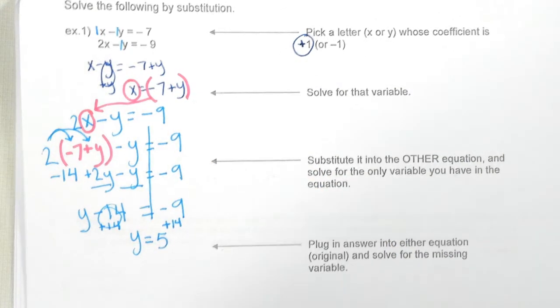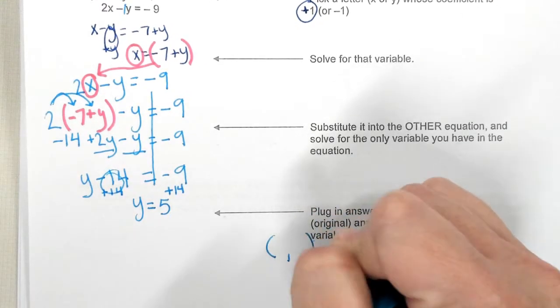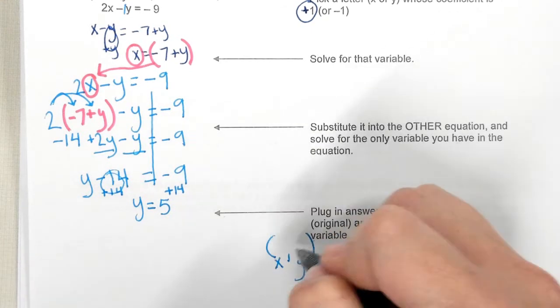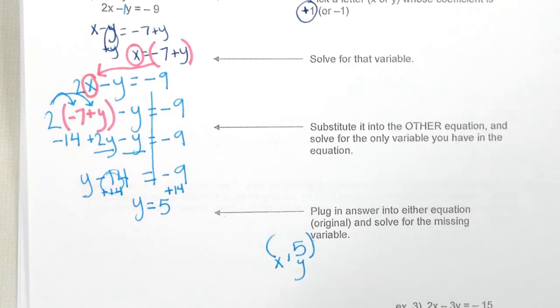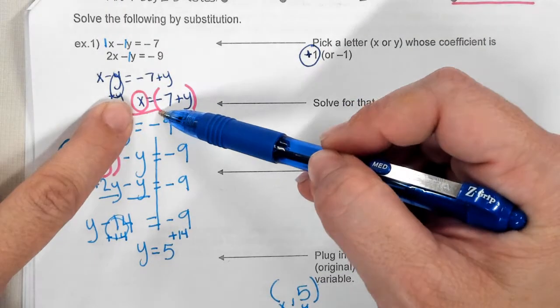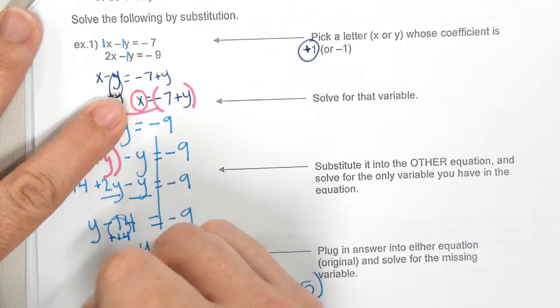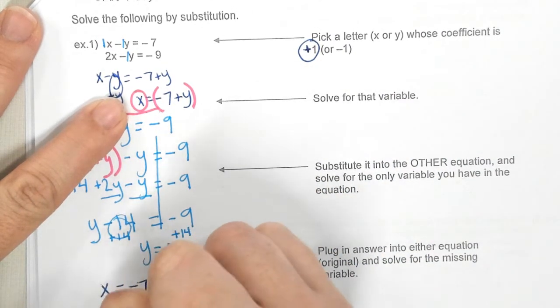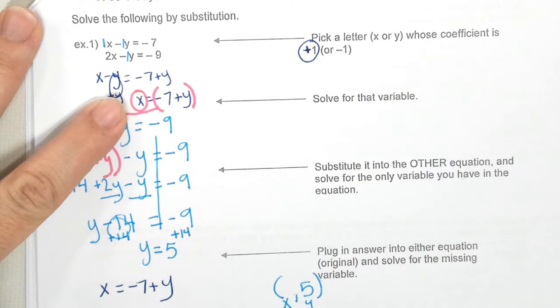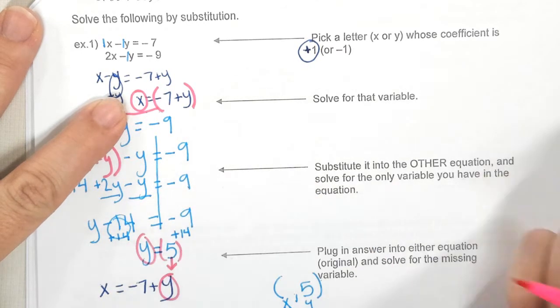Now, am I done? No, because do you remember from Friday, solutions to systems are a point, an x comma y point. So I know y is 5, but I still have to figure out what x equals. So we're going to plug it into either equation. Well, didn't I change an equation to be x equals? And aren't we solving for x? So I can use that x equals equation, x equals negative 7 plus y, and plug in y is 5, because doesn't y equal 5?